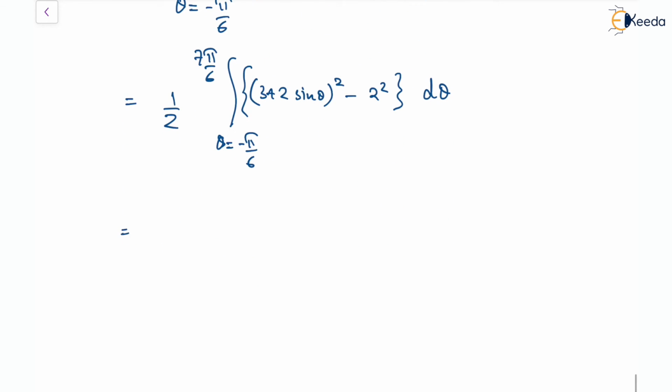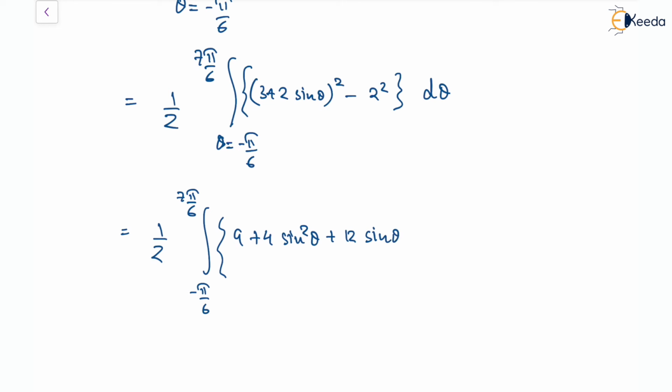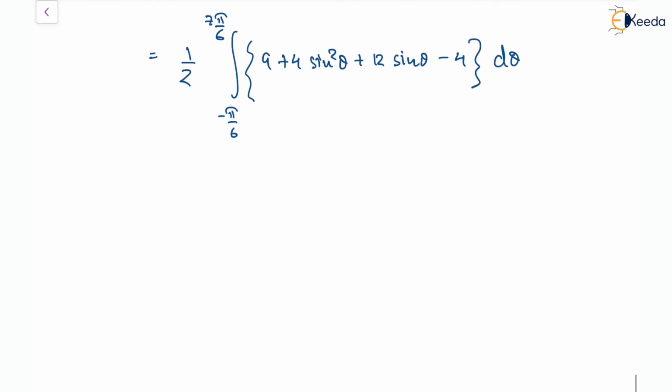Okay, so with this 1 by 2 outside, minus pi by 6 to 7 pi by 6, inside we have got 9 plus 4 sine square theta, and 3 times 2 times 2 is 12, so plus 12 sine theta minus 4, d theta. So this is 1 by 2, minus pi by 6 to 7 pi by 6.